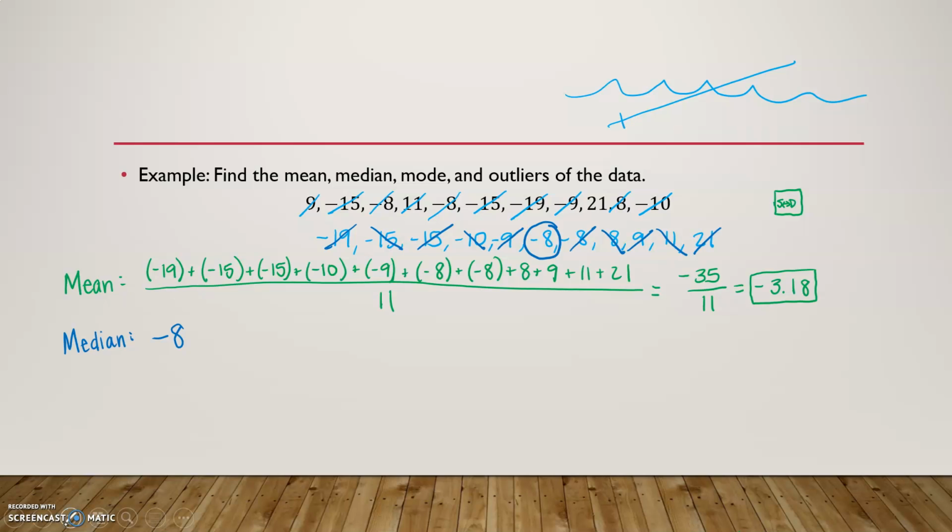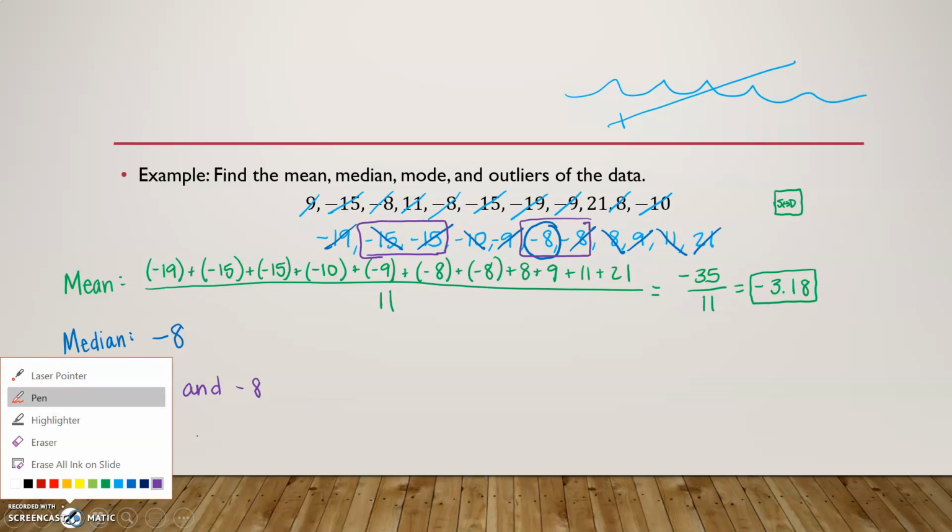Now, for the mode, we have to see which number repeats the most. And what I see is that negative 15 repeats twice. And then negative 8 repeats twice as well. Since they both repeat the same number of times, I actually have two modes. I'm going to say that my modes are negative 15 and negative 8, and that's okay. If no number repeated, I would say that there's no mode, and that's okay.